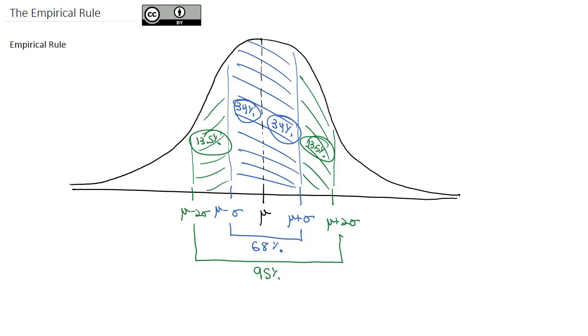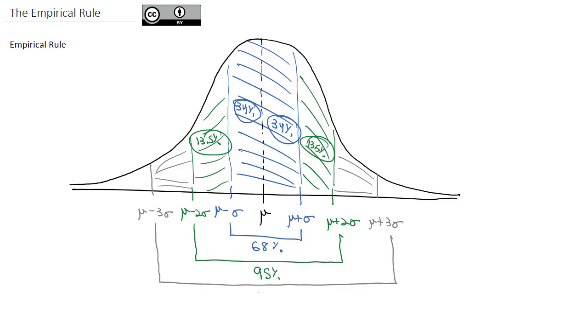But we could go even further than that. We could come out here to mu minus 3 standard deviations, or mu plus 3 standard deviations. And if we're 3 standard deviations from the mean, it turns out that we can get 99.7% of all data values within 3 standard deviations of the mean. If we were to do the same process and cut that in half so that we can see what's on each side, subtract the 34% in blue, subtract the 13% in green, what that leaves is only 2.35% on each side.